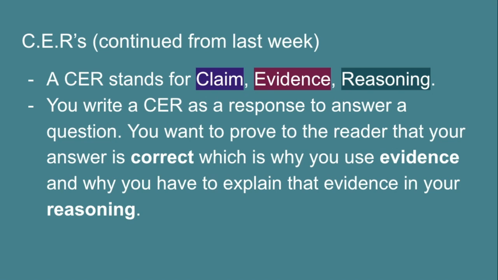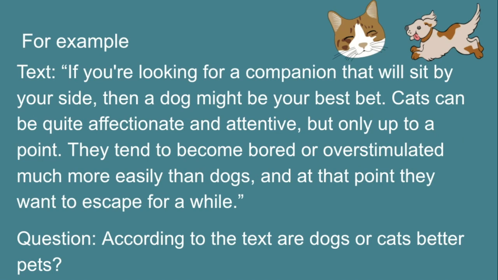So we're going to look at a sample text here. Okay, so here's our text, and then there's the question at the bottom. So we're going to read this together. If you're looking for a companion that will sit by your side, then a dog might be your best bet. Cats can be quite affectionate and attentive, but only up to a point. They tend to become bored or overstimulated much more easily than dogs, and at that point, they want to escape for a while. Now, my question for you is, according to the text, are dogs or cats better pets?